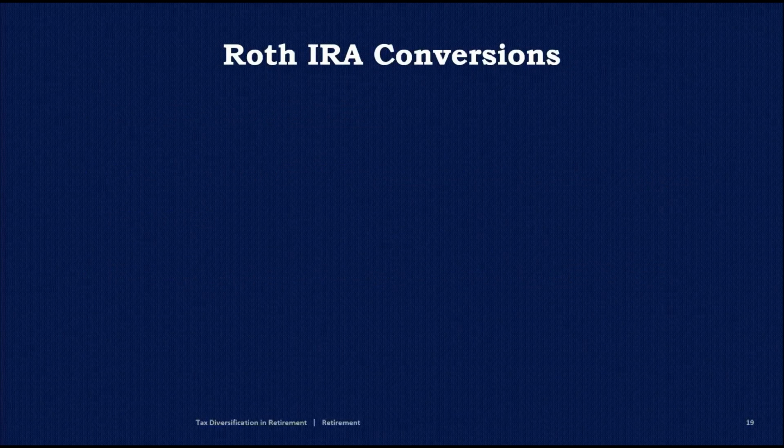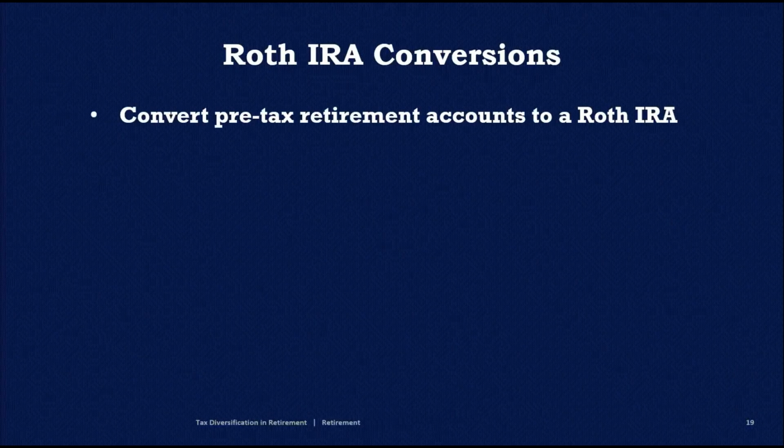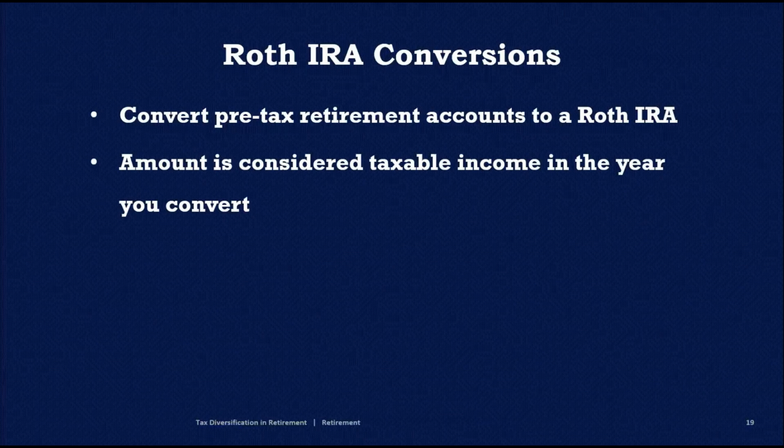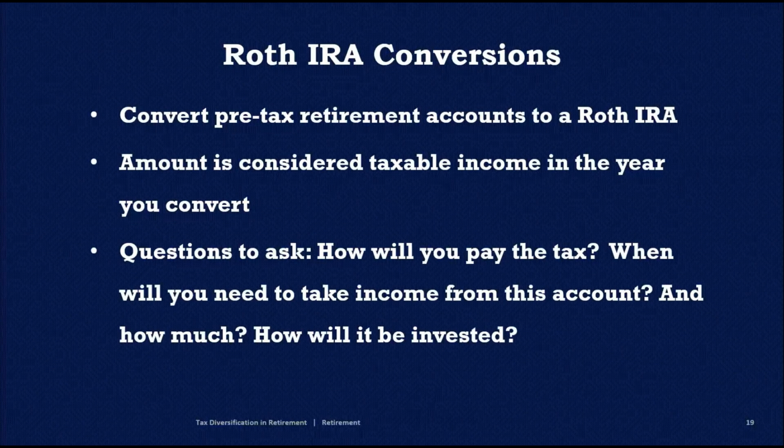So, Roth IRA conversions. This is when you convert pre-tax retirement accounts to the Roth. In the year that you do the conversion, whatever amount you convert is considered taxable income. So if you converted $50,000 this year, that $50,000 is considered taxable income. So there are a couple of things you want to ask. How are you going to pay the tax? Are you going to have the account pay the tax? Are you going to pay it out of pocket?